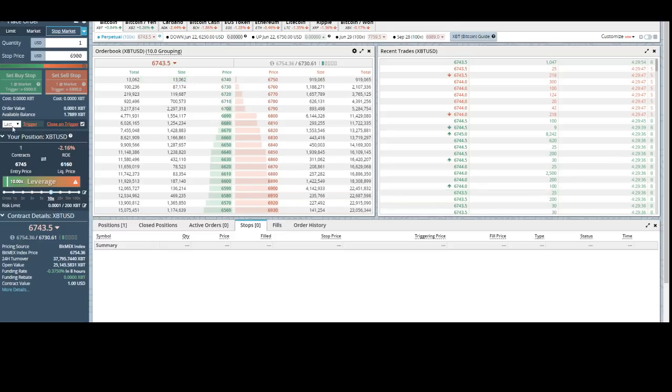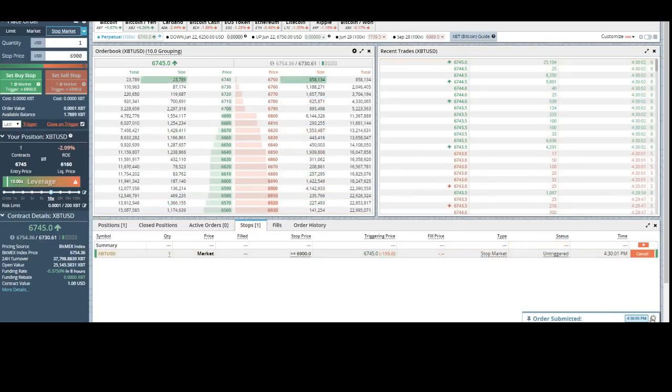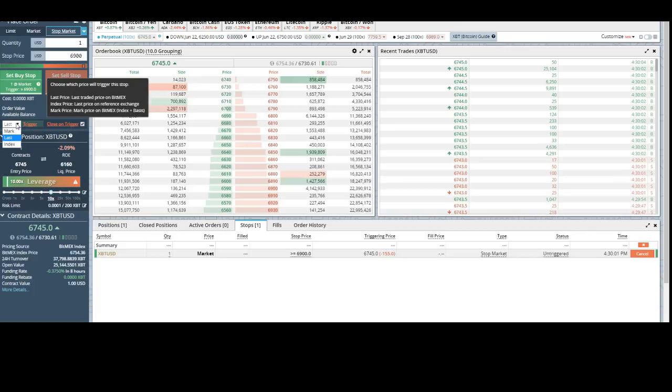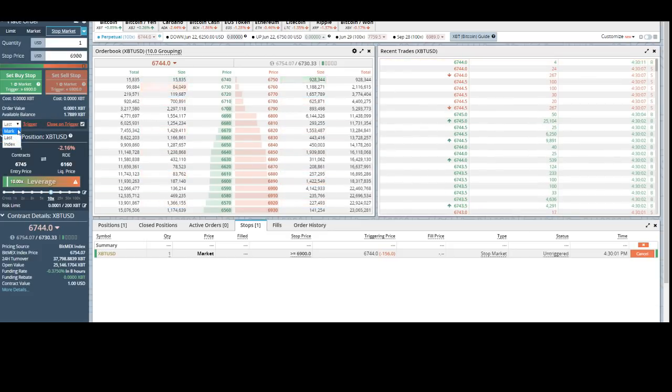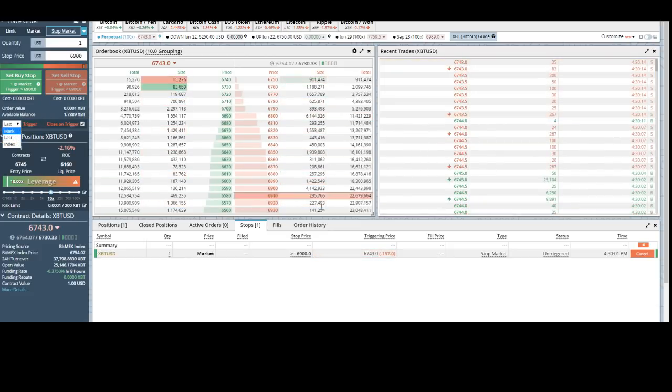Okay, so what are these boxes here? First, we have this box over here. It's called last, mark, or index. Okay, last will trigger your stop loss off the Bitmex price. All right, so if Bitmex hits 6,900, your stop will trigger.